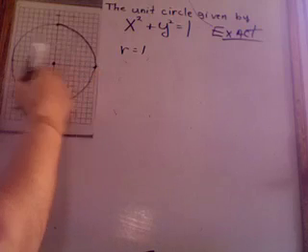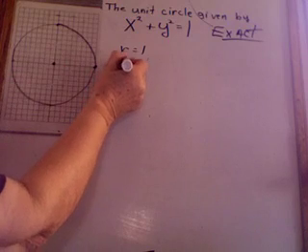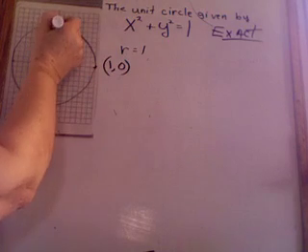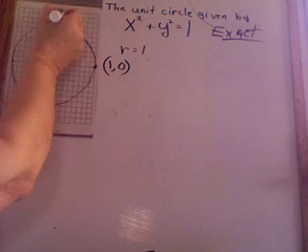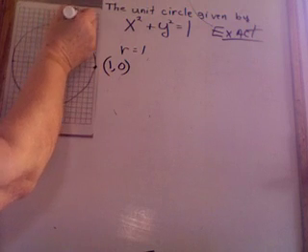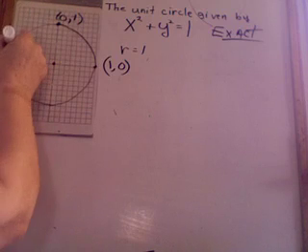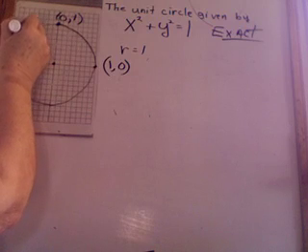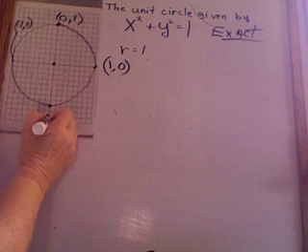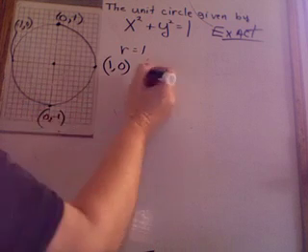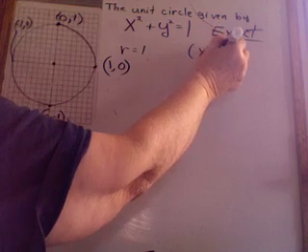So if this is 1, this ordered pair is over 1 up 0. What do you think this ordered pair is here? Over 0 up 1. So 0, 1. What about over here? I'll put an arrow here. That's negative 1, 0. And this one here, 0, negative 1. So I have ordered pairs for all of those. Again, remember the ordered pair has the x value first and the y value second.